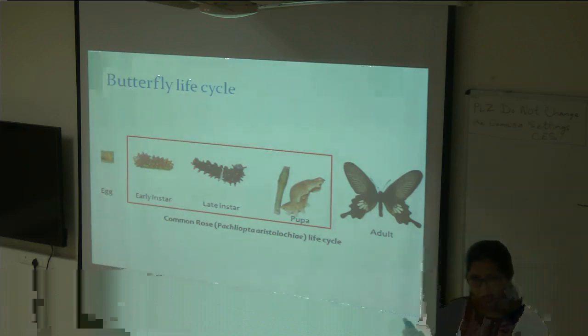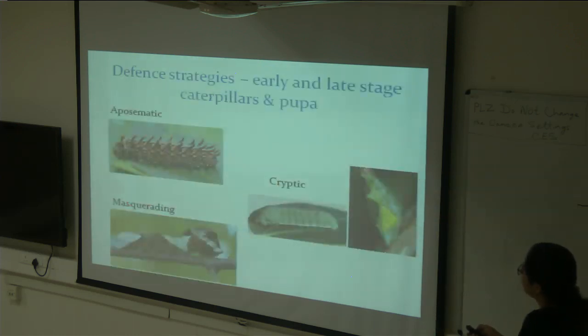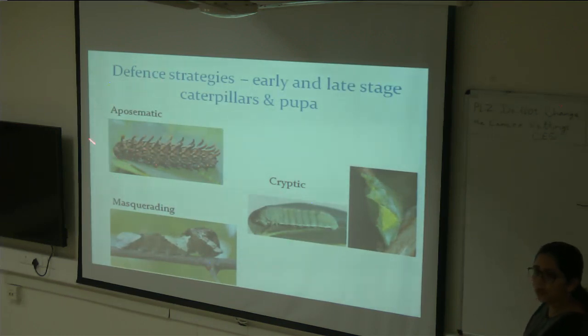Every life stage is under a different kind of selection pressure, and they respond to that, and then that dictates what color defense strategy that particular species at that life stage will show. What do we mean by that? These caterpillars could be aposematic, where you have a warning coloration associated with toxic compounds. Caterpillars could be masquerading, which is like they look like a bird dropping, or they show crypsis or cryptic coloration, where they merge with the background.